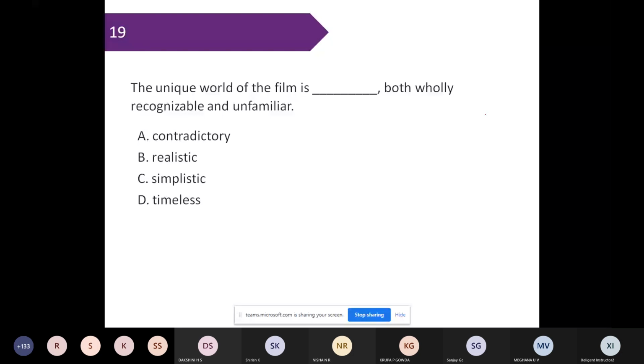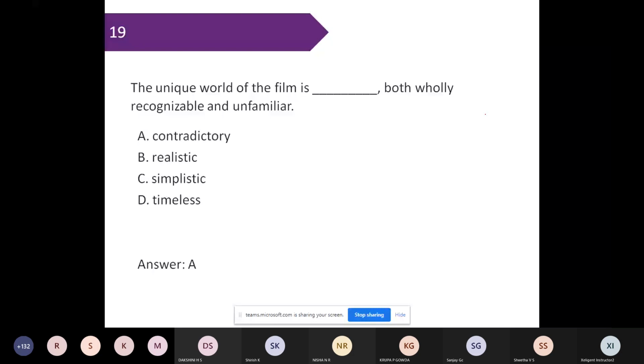Yes, contradictory is the correct answer because recognizable and unfamiliar, those words are contradicting themselves. The film is recognizable for some people and the same film is unfamiliar for some people. So that's what it means. They are contradictory to each other. So the correct answer is contradictory. The unique world of the film is contradictory, both wholly recognizable and unfamiliar. Opposing, yeah, guess what is opposing? Very good. So option A is correct.